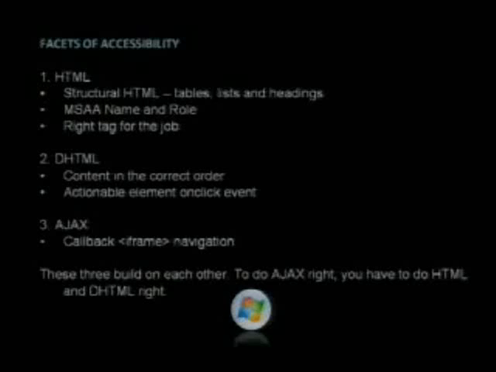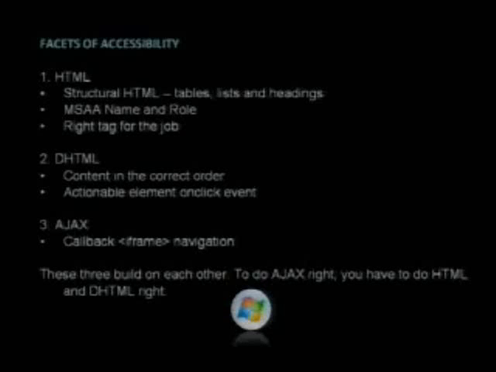Okay, facets of accessibility. In the years that we've been doing this, we have tried to break it down into a framework that we can get our minds around, and we broke it down into HTML, DHTML, and Ajax. The vast majority of issues with accessibility start at the HTML layer. And the best way to get your application accessible at the HTML layer is to use the right tag, structural HTML, semantic HTML, to use tables, lists, and headings, to use the right tag for the job.